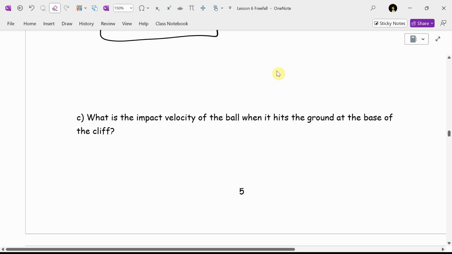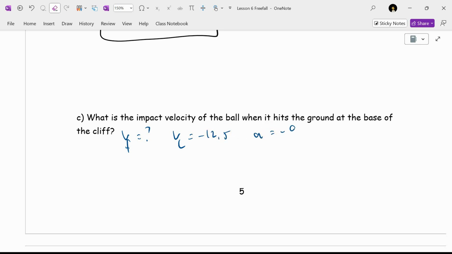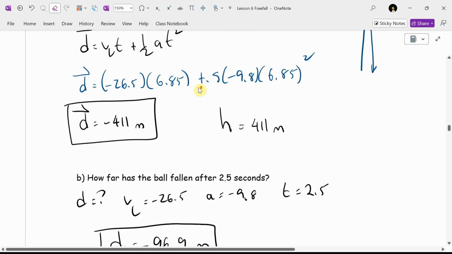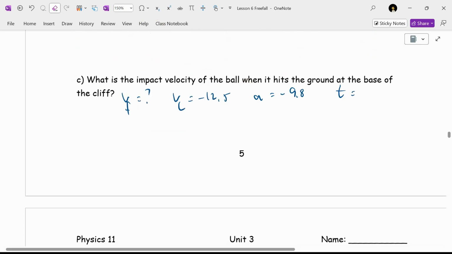Well, what's C want me to find? The impact velocity, so it wants me to find VF. What is VF when we hit the ground? VF equals question mark. VI was negative 12.5. A was negative 9.8. How long did it take to hit the ground? I think they told me, but I've forgotten. Not 4 point whatever, not 2.5. What was it? Oh, 6.85?